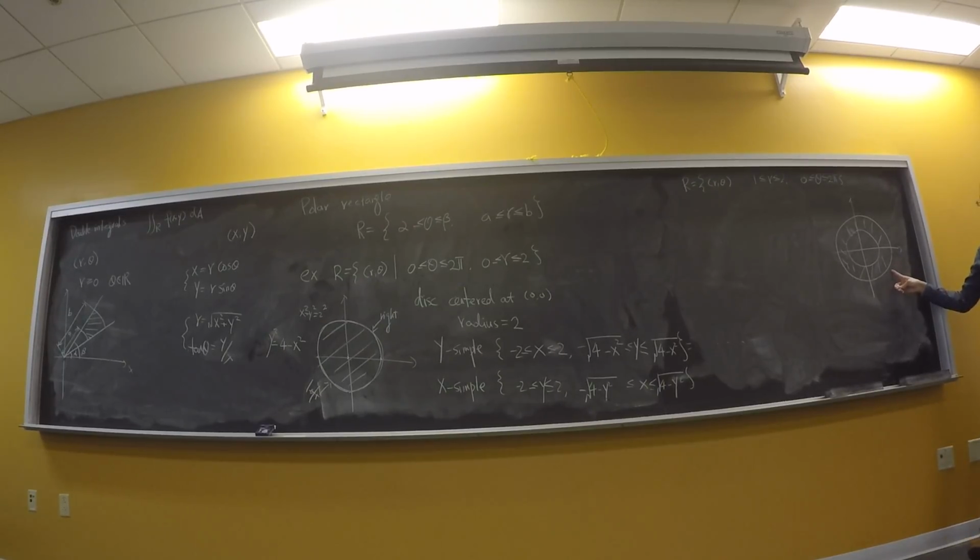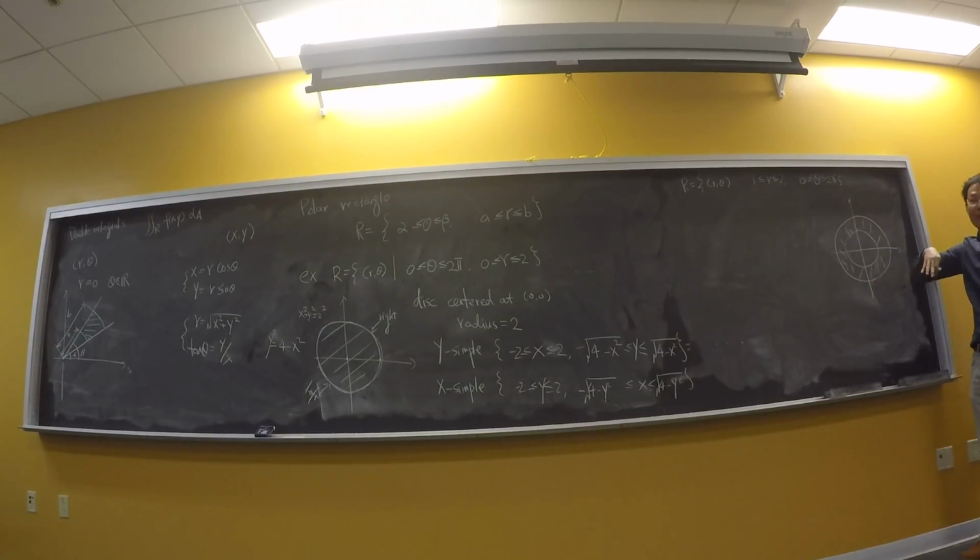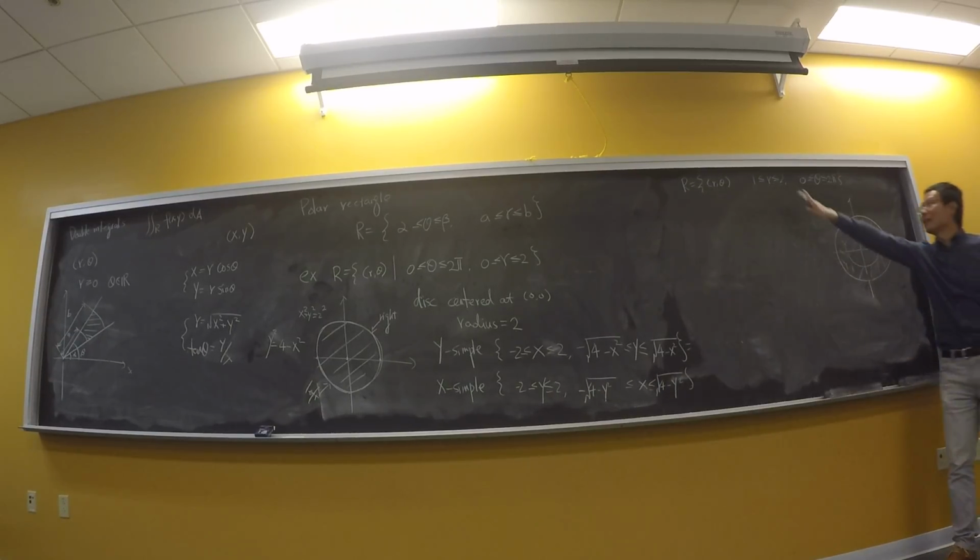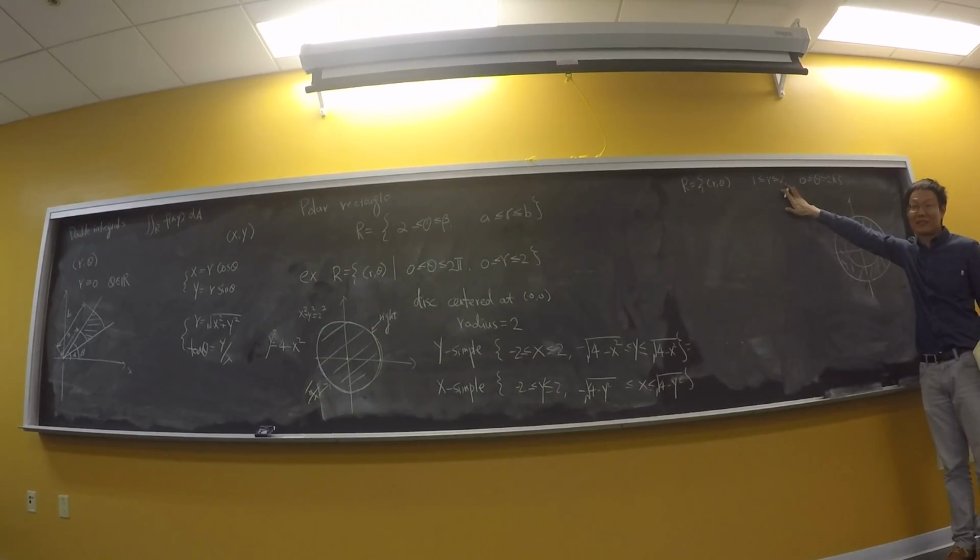I wanted to still ask you the question. If I want to identify this as an x simple, y simple region, it's going to be super complex. You have to divide it into different pieces and then identify which one is upper, which one is lower. For instance, if I'm looking at the upper half, this curve is the lower function, this curve is the upper function. But if I'm looking at the lower half, the roles are switched. This function becomes the upper, this function becomes the lower. So you can still identify this region as x simple, y simple, but it's going to be more complex. But in terms of the polar coordinate system, it's super easy.